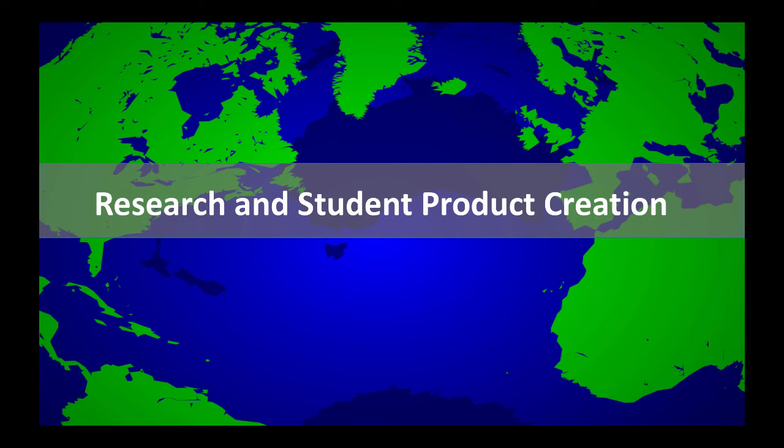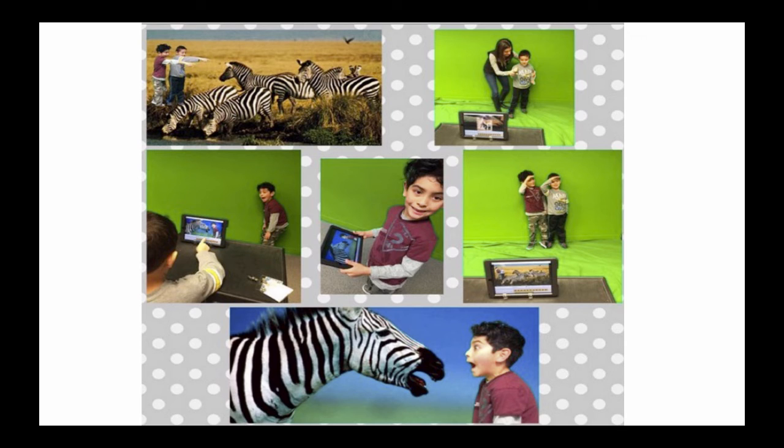Okay, big focus on product creation, student product creation, where students are building and making things they're proud to share with an authentic audience. Back to Alyssa. I love this. They have a green screen. They actually painted a wall in their library green, and I didn't notice this before, but they must have a green rug also. I love the picture with the boy and the zebra.